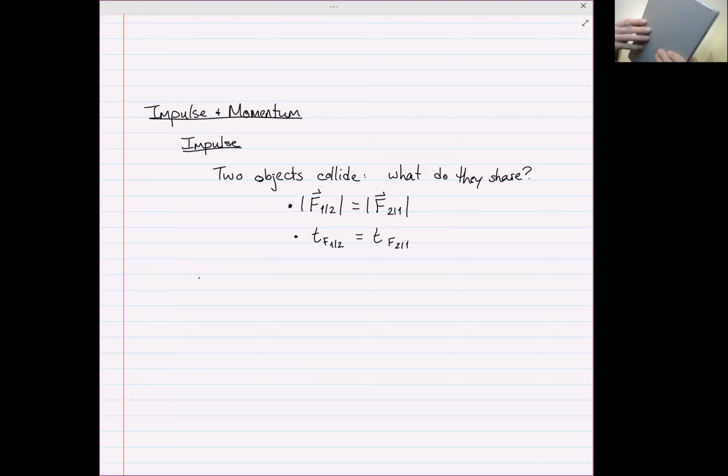Let me actually reorient so the audio quality is not bad, like it was last time.